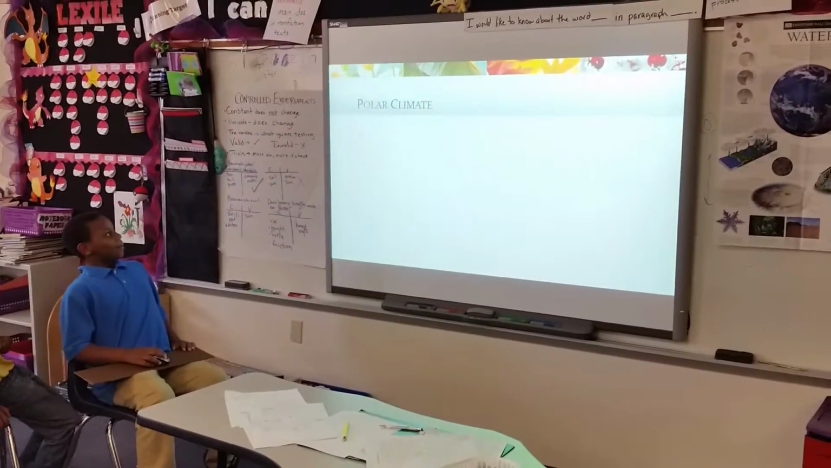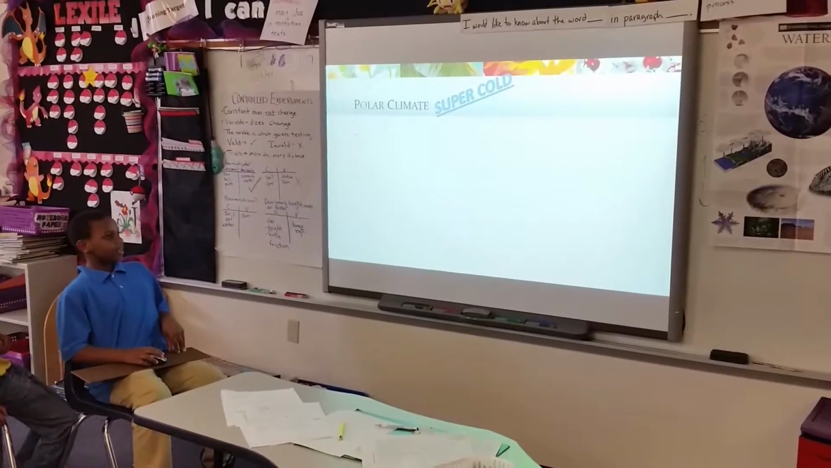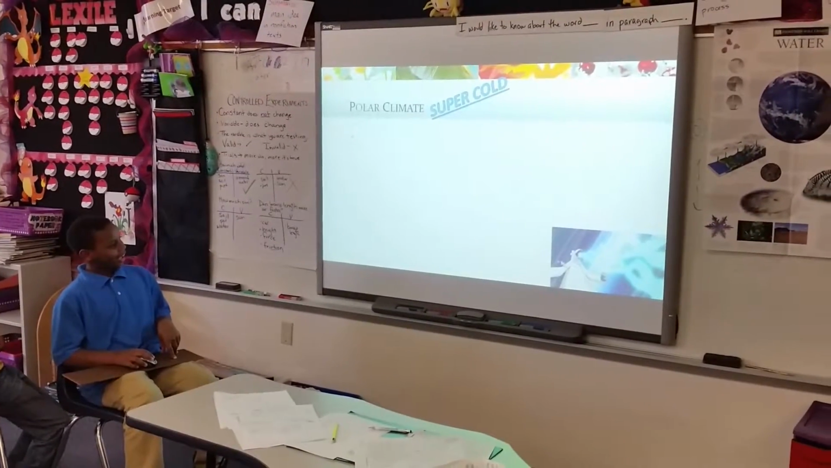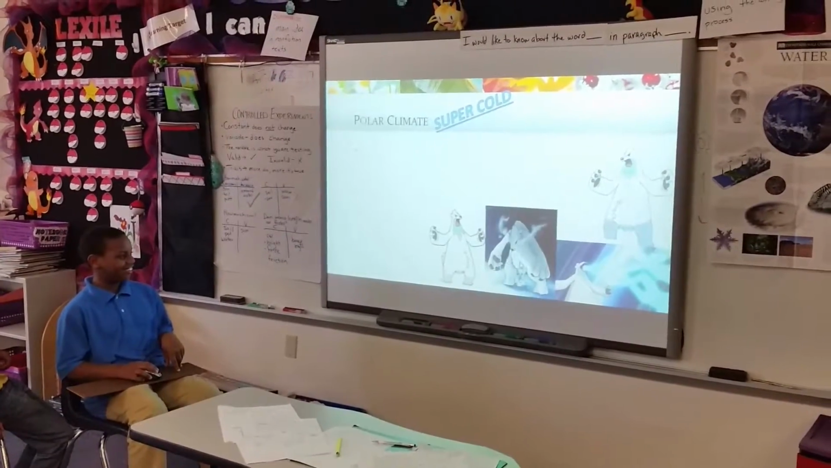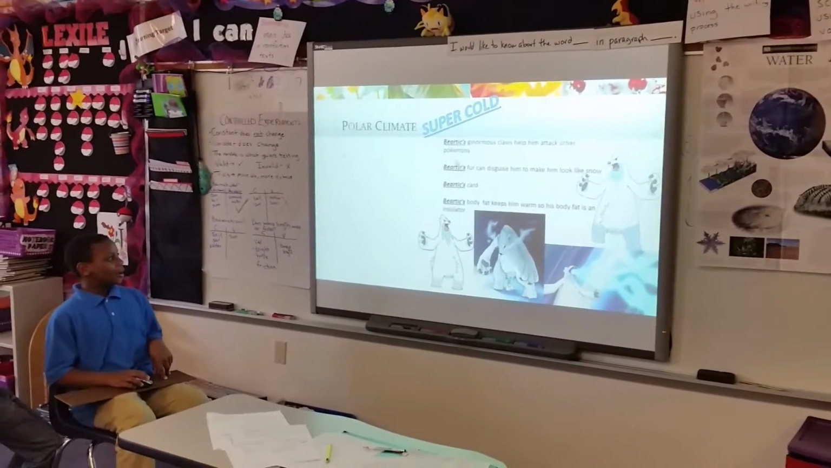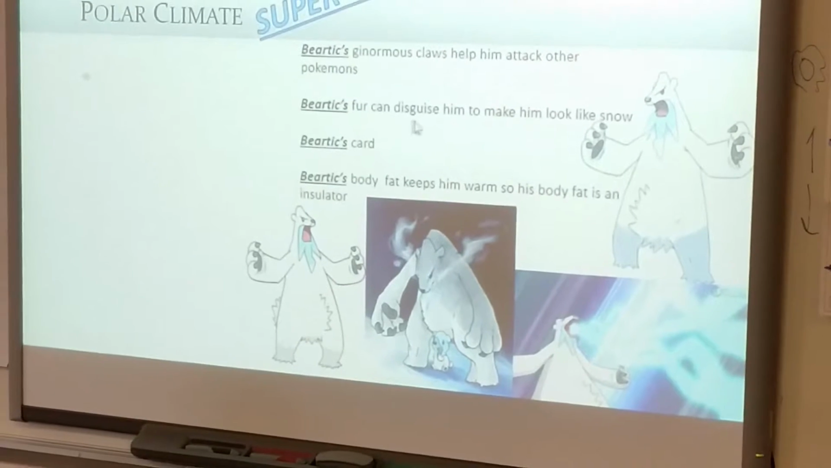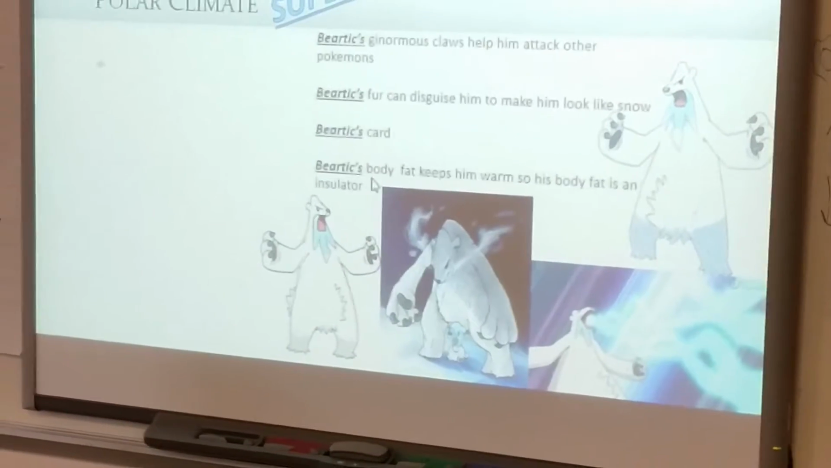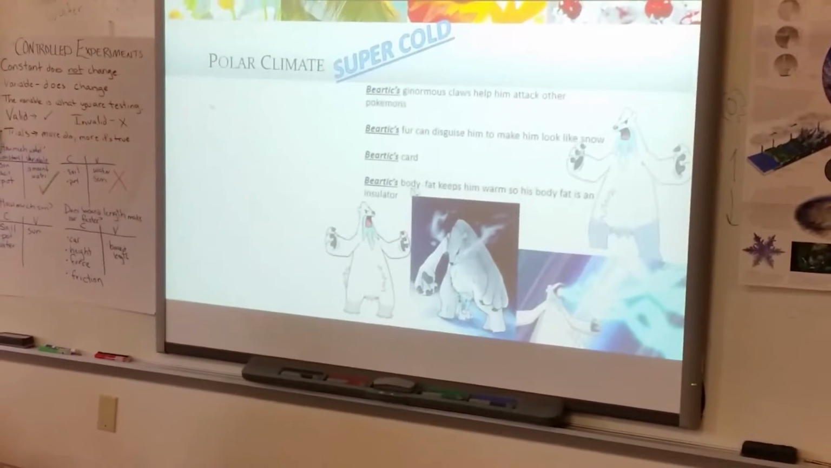Let's get down here. Polar climate. Super cold. And, yeah, please bring a sweater or a coat. And we have a polar bear. Bear tick's ginormous claws help him attack other Pokemons. Bear tick's fur can disguise him to make him look like snow. Bear tick's body fat keeps him warm, so his body fat is an insulator.